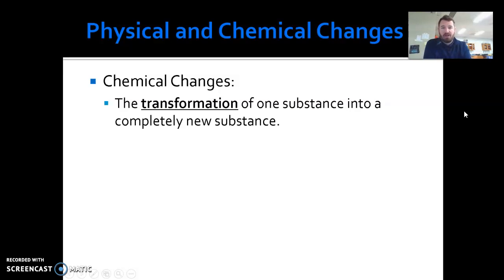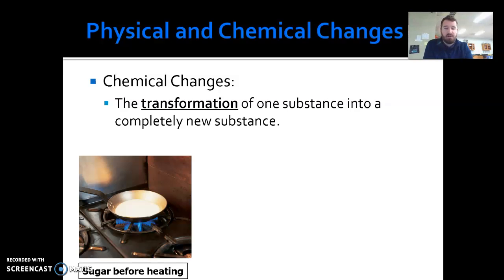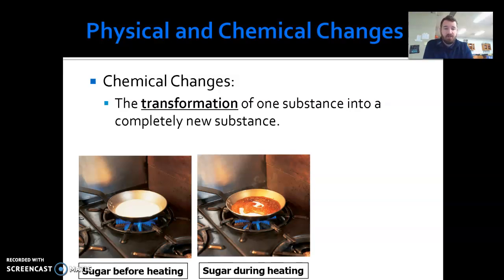Alrighty, let's talk about chemical changes now. This is when we transform from one substance into a completely new substance. Imagine heating up some sugar on the stovetop. It has a white granulated appearance. When we heat it up, it turns into a very high viscosity brown liquid. Sometimes we call that caramel, or maybe even molasses. I'm not really sure what molasses is. But it definitely has a different set of properties than the original sugar.